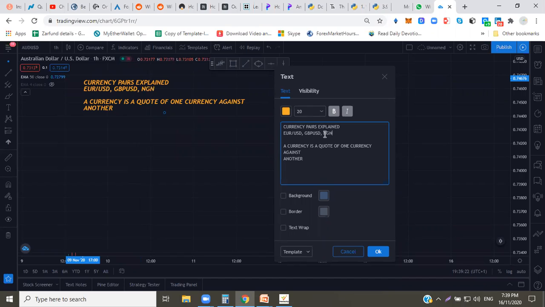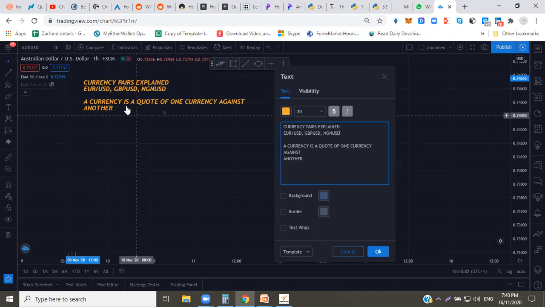NGN USD. Okay, do you recognize this one? Yes. Okay, all right. I just want you to know that that also exists. On some platforms, actually, you can trade on that. But it's Aboki people that trade on that very much. So a currency pair is a quote of one currency against another. In the first case, Euro USD, you are quoting the euro against the dollar. The second case, you're quoting the pound against the dollar. In the third case, you're quoting the naira against the dollar.